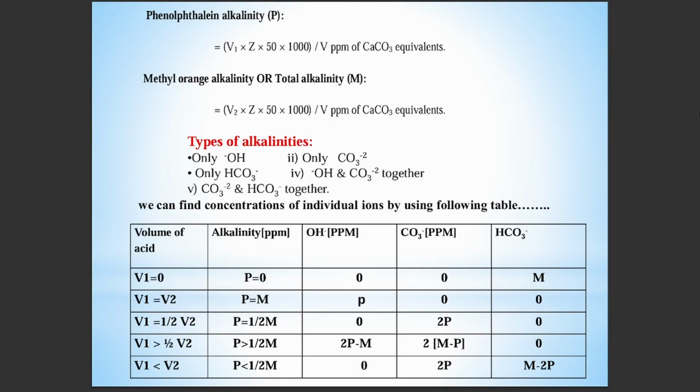So for example, by using this table you have to compare the values of P and M, and then use the corresponding situation to calculate the alkalinities. For example, let us see, if V1 is equal to V2, that is, the value of P and the value of M are the same, then the concentration of hydroxide alkalinity will be P, the concentration of carbonate alkalinity will be 0, and the concentration of bicarbonate alkalinity will be 0. So in this way you have to compare the values of V1 and V2, P and M, and find out the individual concentrations of alkalinities present in the water sample.